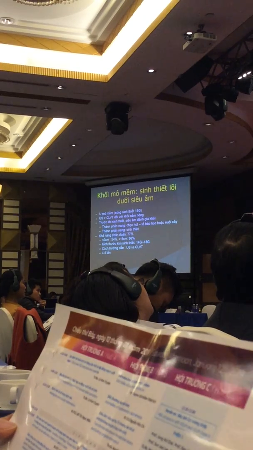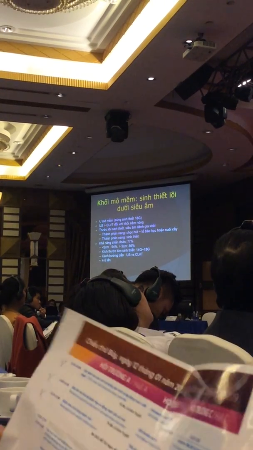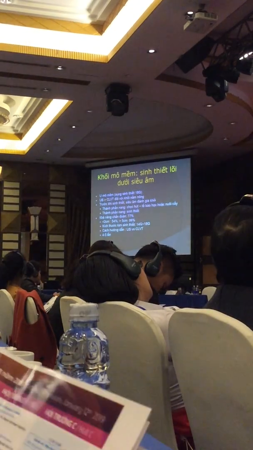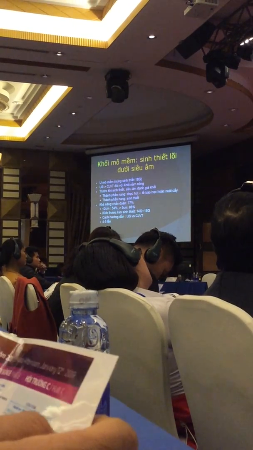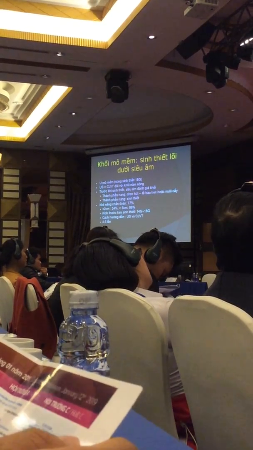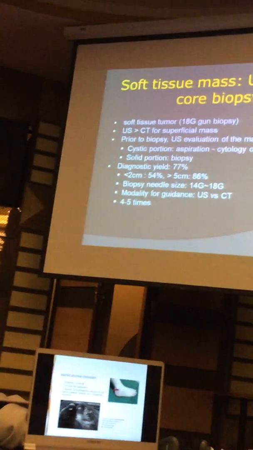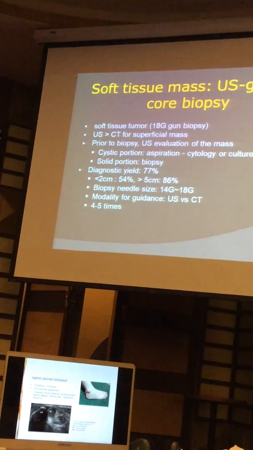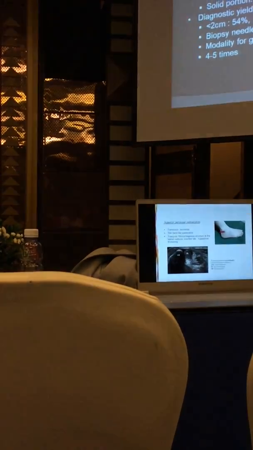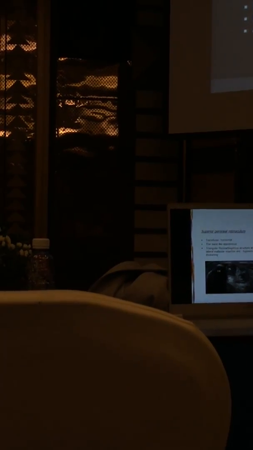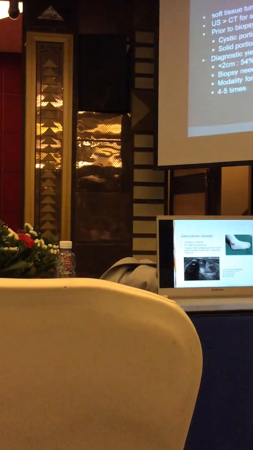Diagnostic yield is usually over 75%. Better for bigger lesions. Biopsy needle size, you can use anything from 14 to 18 gauge. If the patient has a bleeding tendency, it's better to use thinner gauge size. And like I told you before, for guidance, if it's a superficial soft tissue lesion, it's better to use ultrasound guidance. If you have an intraosseous lesion, then you may want to use CT guided biopsy.